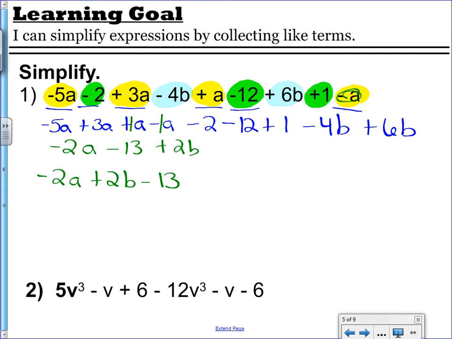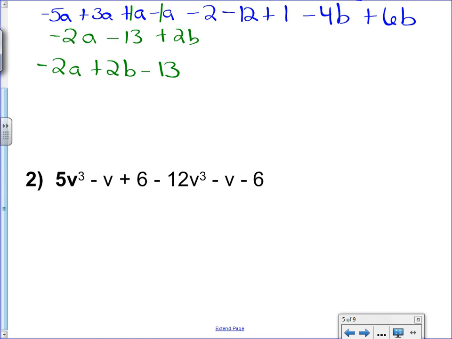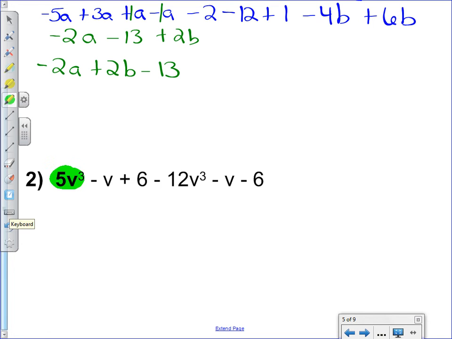Okay, let's do this next example. What are my like terms, Laura, with my first one? What are my like terms with 5v cubed? But I got to be careful. What do I have to do? I have to look. Good. So I'm going to include that negative because I don't want to forget it.